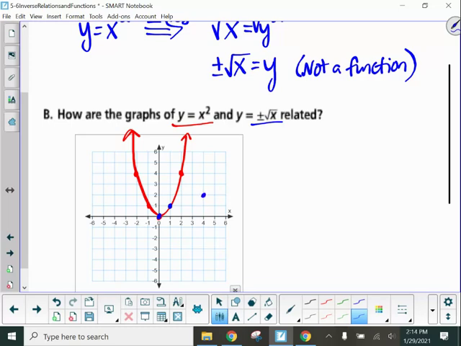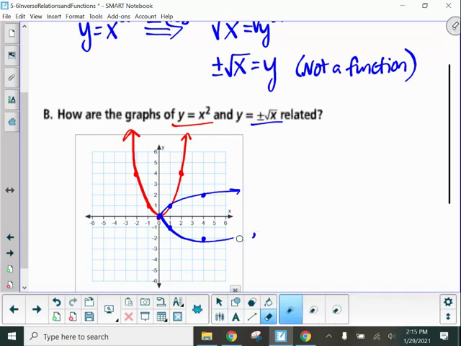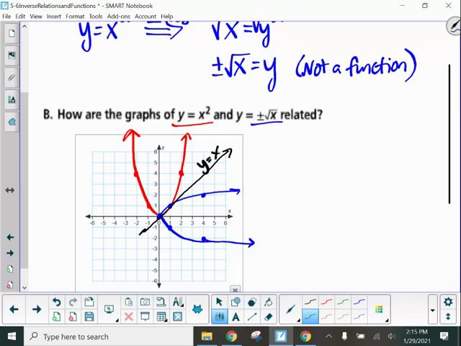For the negative version, if I plug in a 1, I'm going to get back negative 1. If I plug in a 4, I'm going to get back negative 2. So it's going to look something like that. And I guess this should not be curling up. That should continue going downward. And you can see here where these two graphs intersect is along the line y equals x. And that's always going to be the case.